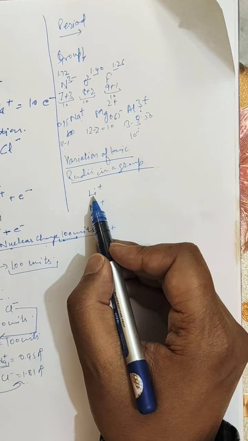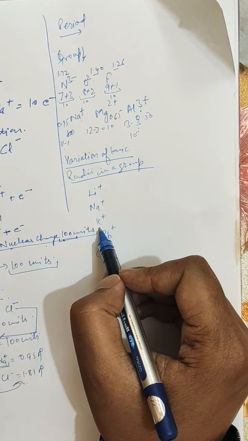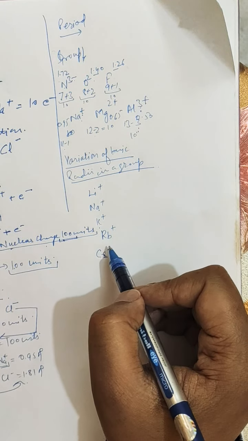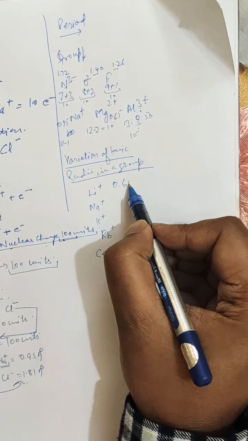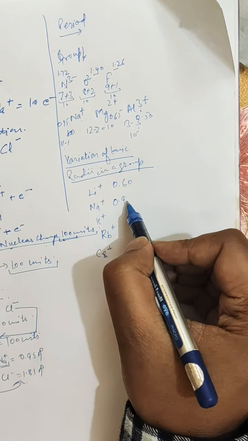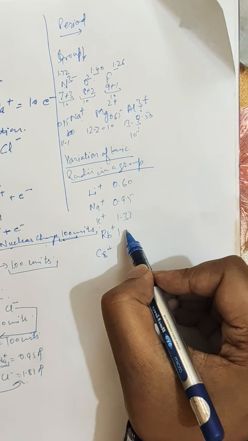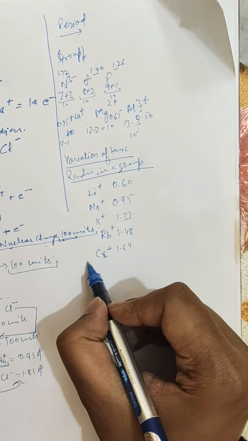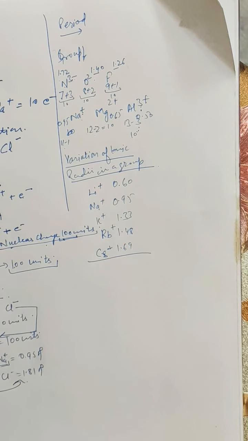In lithium there are 2 electrons, in sodium there are 10 electrons, in potassium there are 18 electrons, and so on. Different numbers of electrons are present, but downward the group the size increases as 0.60, 0.95, 1.33, 1.48 and 1.69. So size is increasing downward the group. So what is the explanation? This is mainly due to the increase in the principal quantum levels. The effect of the increase in the principal quantum level is more pronounced than the effect of increased nuclear charge.